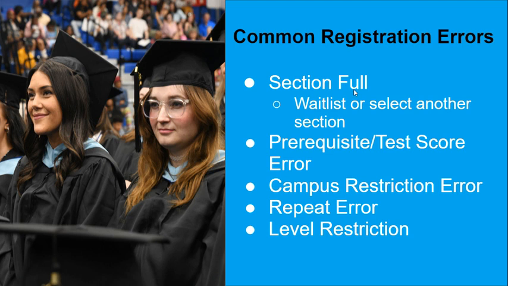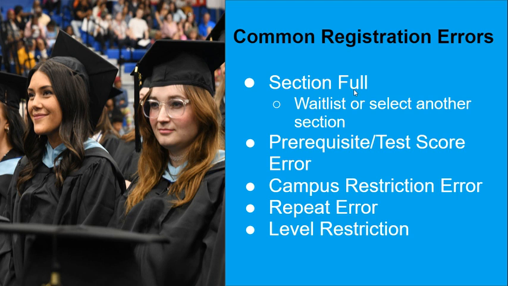If you're getting a campus restriction error, that means that you've selected a class that's not for your campus code. So if you mistakenly picked a main campus class and you're an online student, it's going to give you a campus restriction. That just triggers you that you need to pick a different section. Repeat error is very common if you do need to repeat a class, but it's also a safeguard in place that you're not registering for a class you've already taken before. If you are repeating a class and you do need to register for that class again, email me, email your advisor, and we'll get that lifted for you.